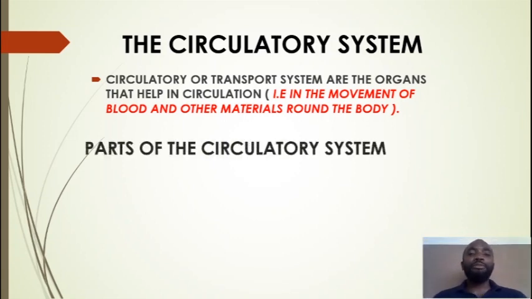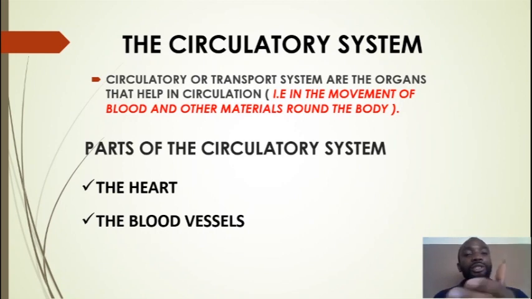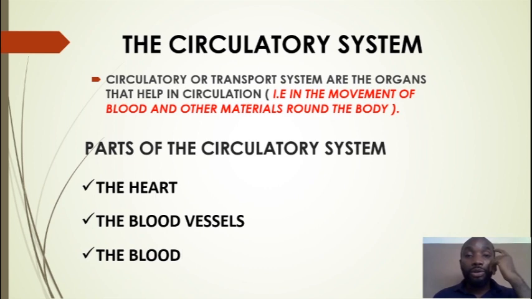Now, let's look at the parts of the circulatory system. What are those organs? We can call them parts or components of the circulatory system. We have the first one, the heart. Then the second one, the blood vessels, and the third one, the blood. So there are three parts of the circulatory system: the heart, the blood vessels, and the blood. Now we are going to look at only the heart. In our next lesson, we'll look at the blood vessels and the blood.